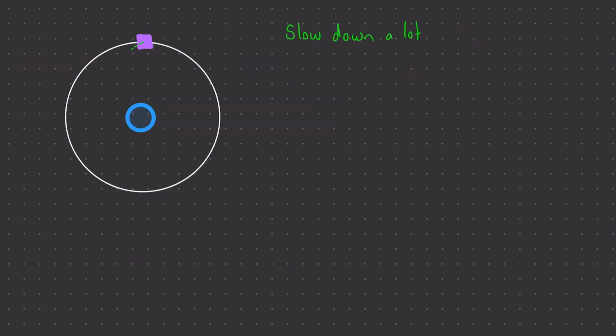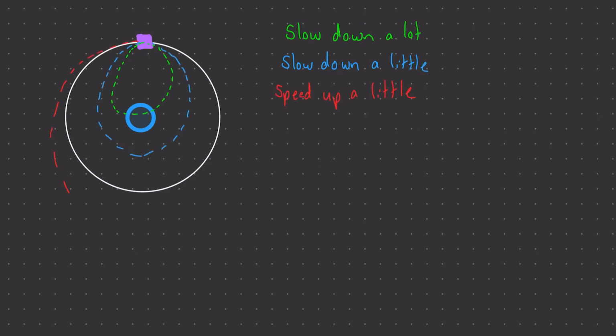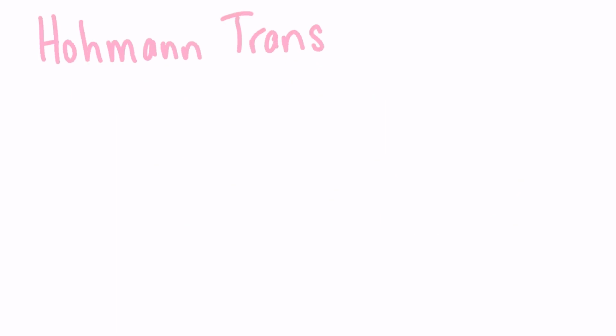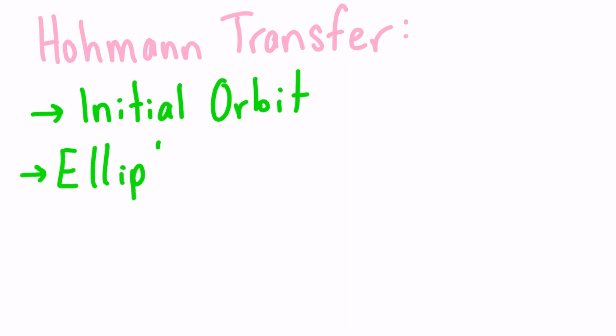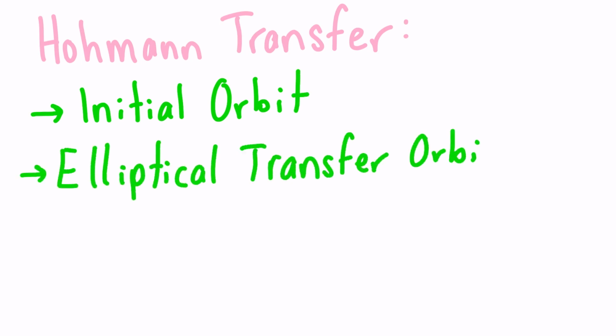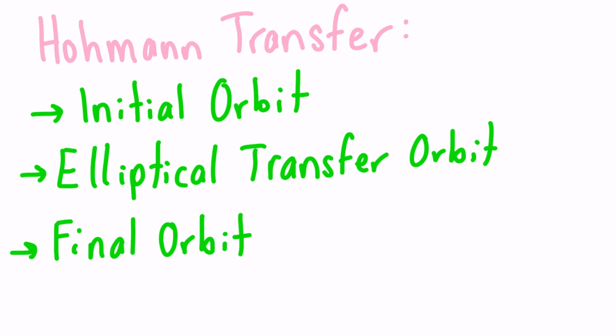However, each orbit will always pass through the point of initial burn. You can think of this as unfurling or compressing the orbit with the point of initial burn as the anchor. Let's take a look at an example, the Hohmann transfer. The Hohmann transfer is a low energy transfer between two orbits. It has three stages: the initial orbit, the elliptical transfer orbit, and the final orbit.